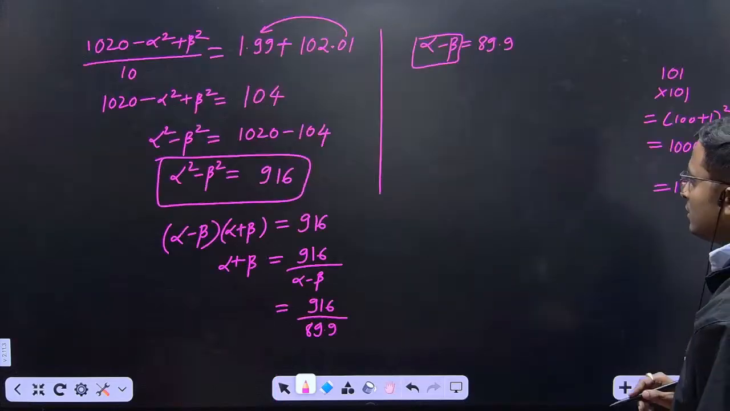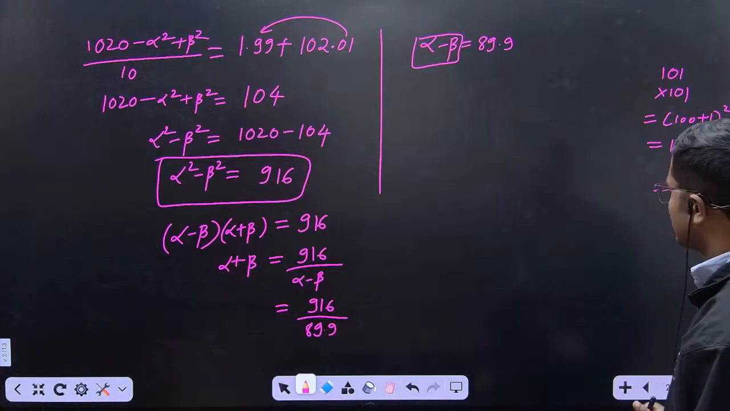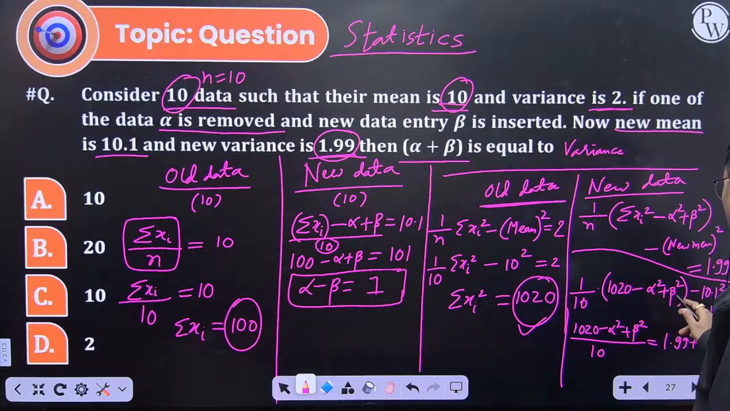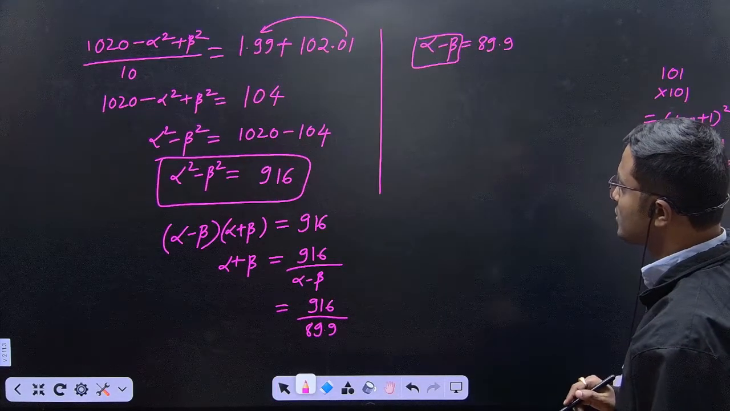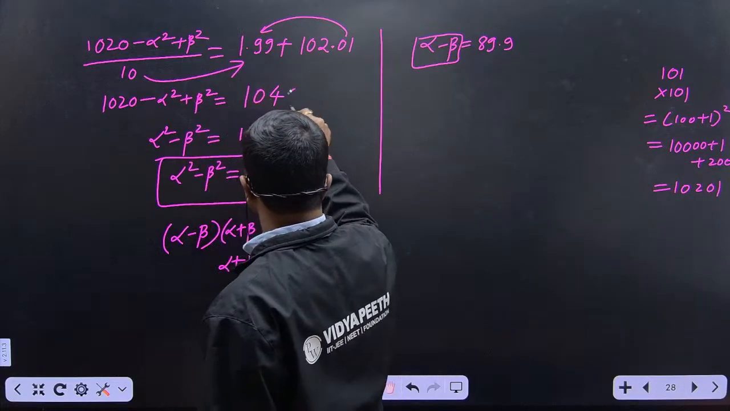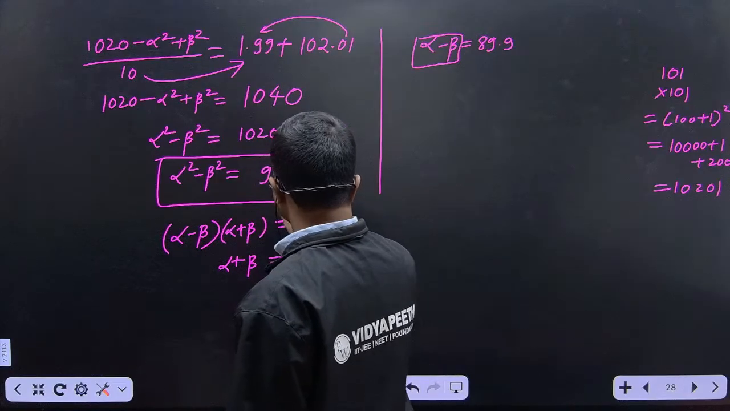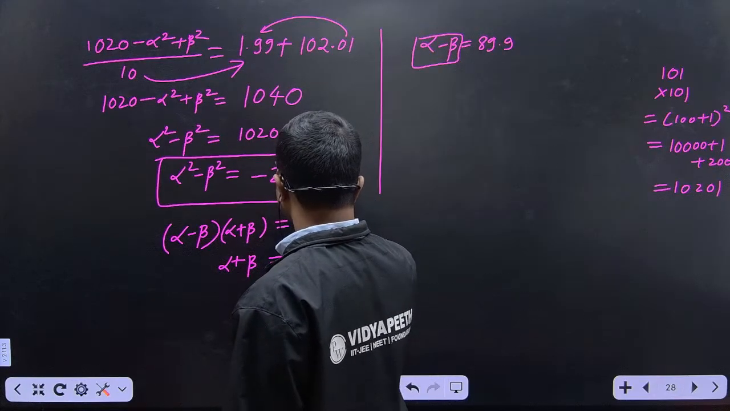Okay, so here 1020 minus alpha square plus beta square, by 10, is equal to 1.99 plus 10.1 square. How much do we get? 104. And here we have to send this 10 to the right hand side. So 1040. So what do I get? Alpha square minus beta square. A small mistake happened, a calculation mistake. That is here minus 20.